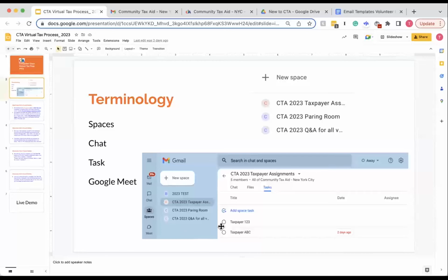If there's any managers on this call right now and you want to know about your role in this, feel free to reach out to me. We can set up another training session for that. But this is just for the regular volunteers right now.